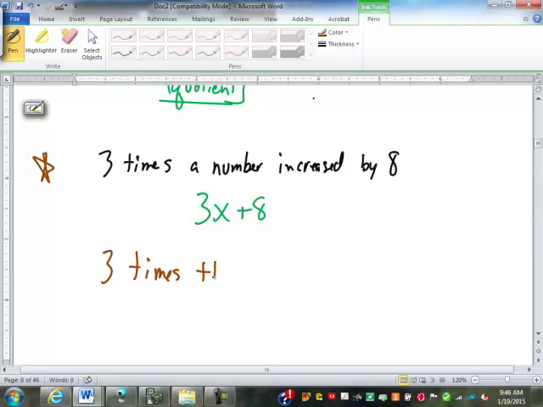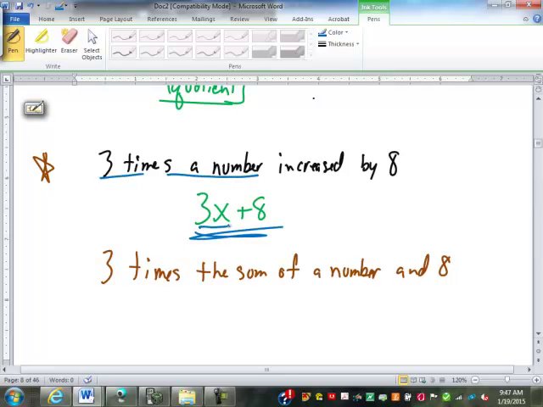3 times the sum of a number and 8. Now here you're looking at it thinking, well, we add 8 and we multiply by 3. It's the same thing, but it's not. Up here it was 3 times a number. That's why it's 3 times x. Here it's 3 times the sum. What is a sum? The sum is the result of an addition problem. So this is saying we do the addition first and we multiply that result by 3.